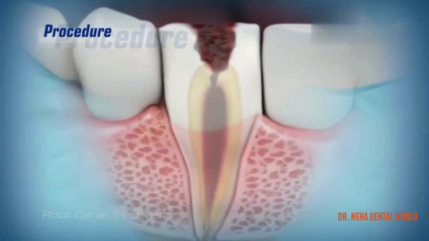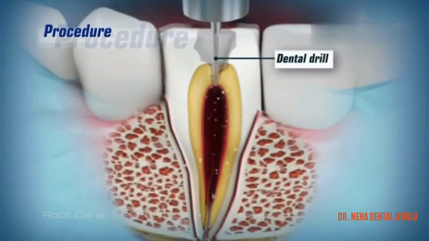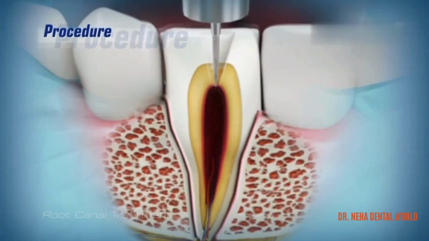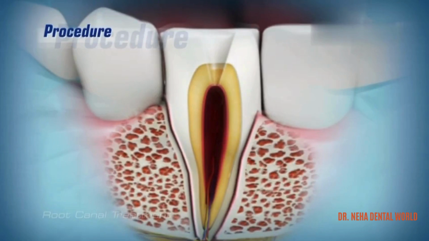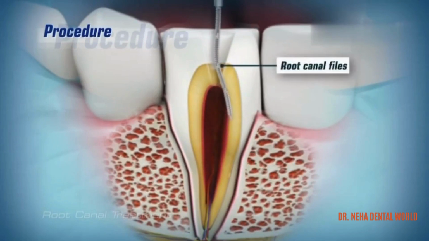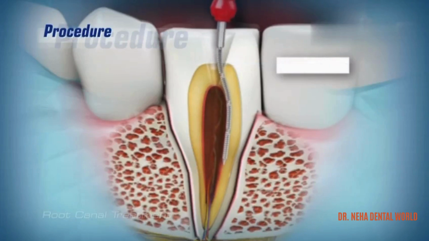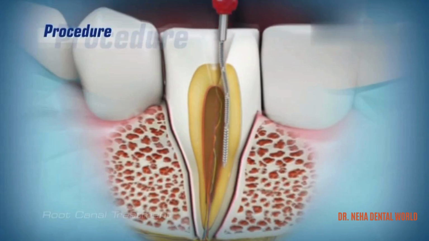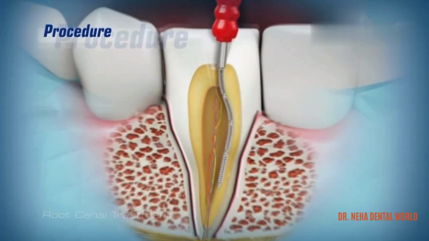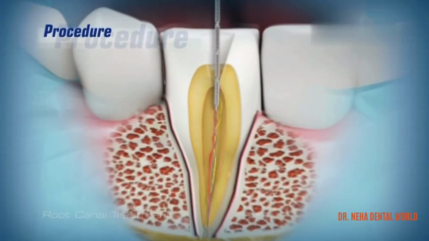Using a dental drill, an opening is created in the tooth to reach the infected pulp area. Then the infected contents of the pulp chamber are carefully removed using root canal files. A series of root canal files of increasing diameter are subsequently placed into the access hole and worked down the full length of the tooth to scrape and scrub the sides of the root canals.